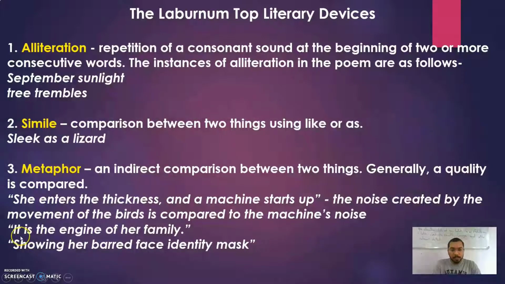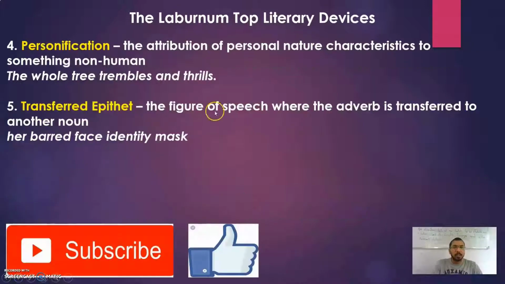See here where I am pointing the cursor. It is the engine of her family. Comparison. Showing her barred face identity mask. Comparison. Barred face identity I have already explained, and an engine of the family. Next, personification. When non-living things are given human attributes, that is known as personification. Like here, the whole tree trembles and thrills. Tremble and thrill are human characteristics. Trees do not tremble and thrill, but here the tree is shown trembling and thrilling. That is why it is personification.